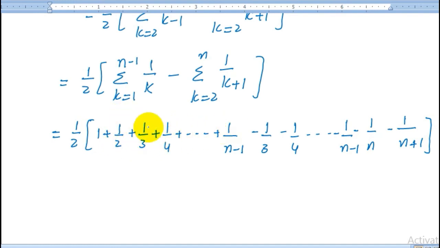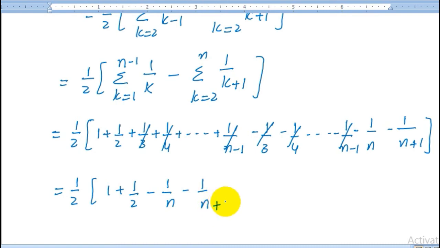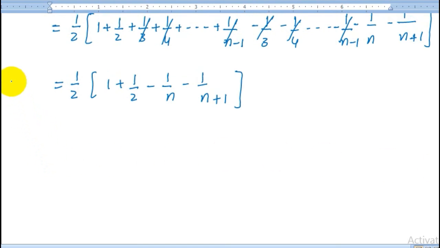Now here we see that 1 upon 3 minus 1 upon 3 cancel out, 1 upon 4 minus 1 upon 4 cancel out. Similarly, all the terms from 1 upon 3 to 1 upon n minus 1 cancel out. So we are left with the terms 1 plus 1 upon 2, and the last two terms of the second series, which are minus 1 upon n and minus 1 upon n plus 1. This is the value of summation k starting from 2 to n, 1 upon k square minus 1.